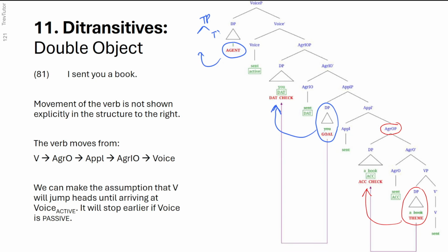Now, the voice is active in this sentence, so we can still generate an agent, and we can also have the verb end up under the voice head. But if this were a passive voice, we wouldn't be able to move anything up into voice in the end. So we would have to say was sent, and sent, the verb, will not end up in voice. It will stop a little bit earlier under AGR IO.